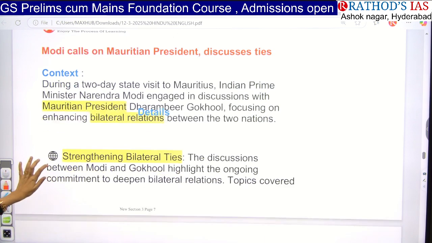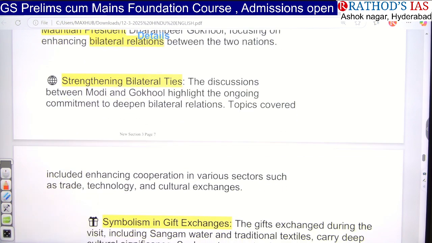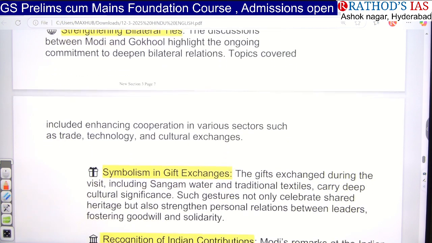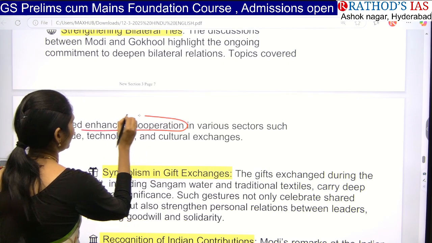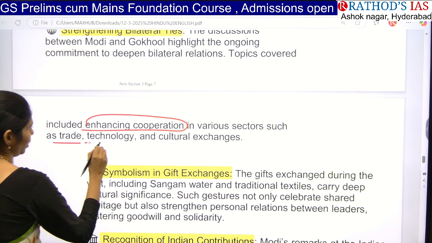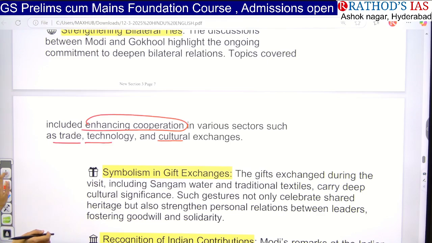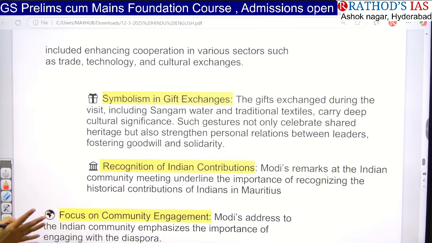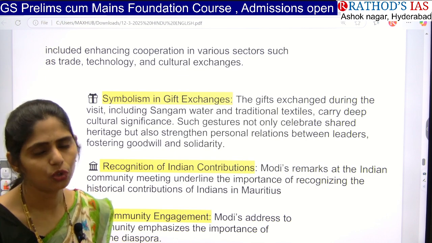So the first important point you have to remember here is that we want to improve the bilateral relations that we have. And what was talked about in this meet was increasing cooperation in which sectors? In trade, in technology, in cultural exchange, and they also exchanged gifts. Okay. So recently what happened in India, that is the Mahakumbh, right?